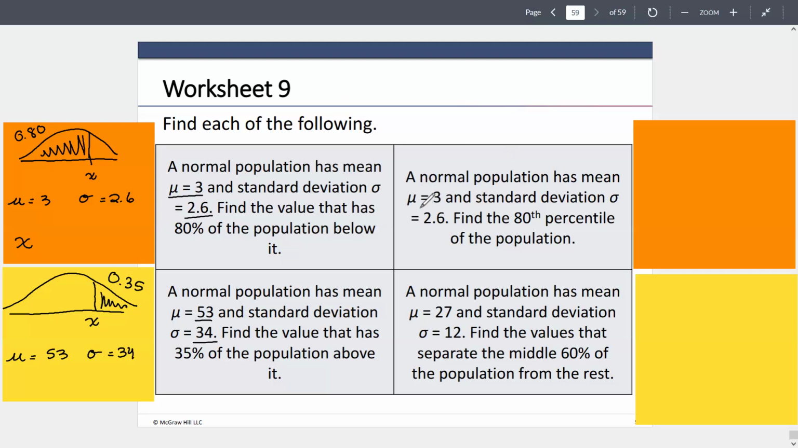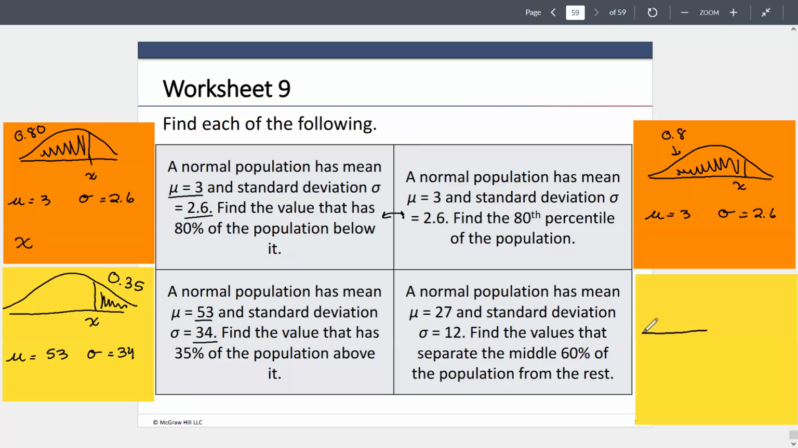Here we have a population with a mean of 3 and a standard deviation, again, of 2.6. We want to figure out what the 80th percentile is. If you remember percentiles, that marks the boundary of 80% below and what's left over above. So this is the same question as this one. The 80th percentile is asking you for this 80%. So once we find it here, we're going to find it here. It's just introducing percentiles again.